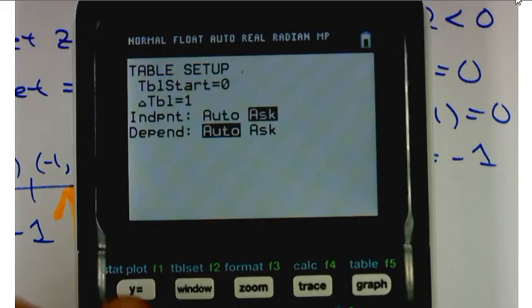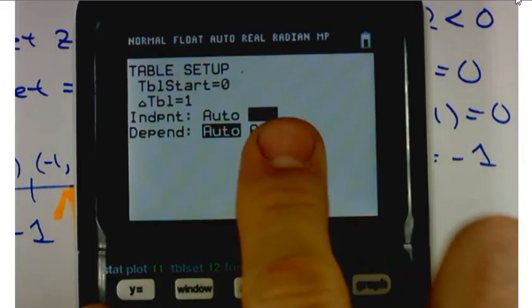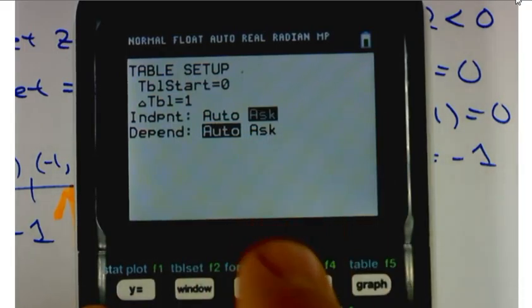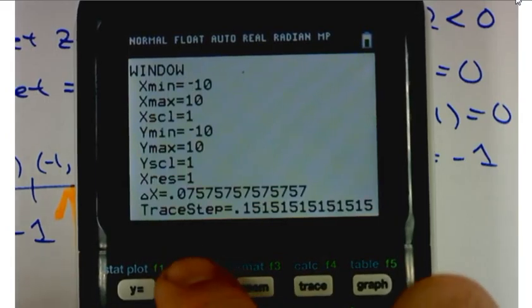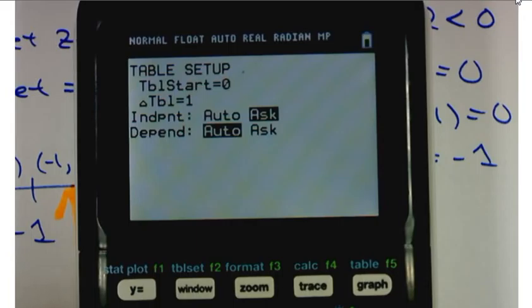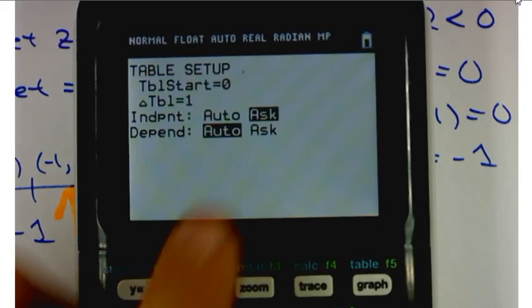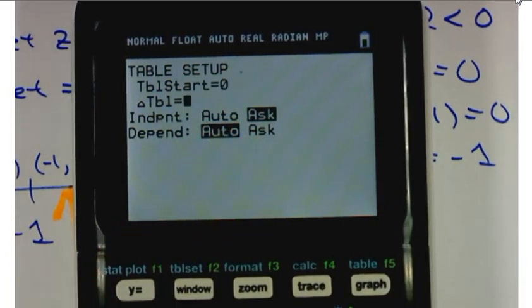So has everyone got this change? How do you get that again? You hit the second key, then the window key. Then go down and press ask. And then you should be done. Leave it there for the rest of your life, okay? Don't touch it.